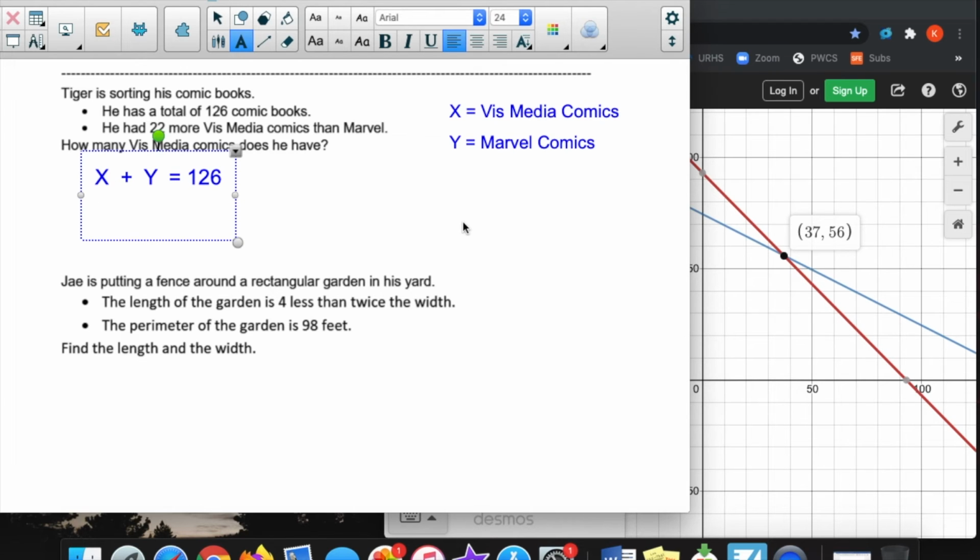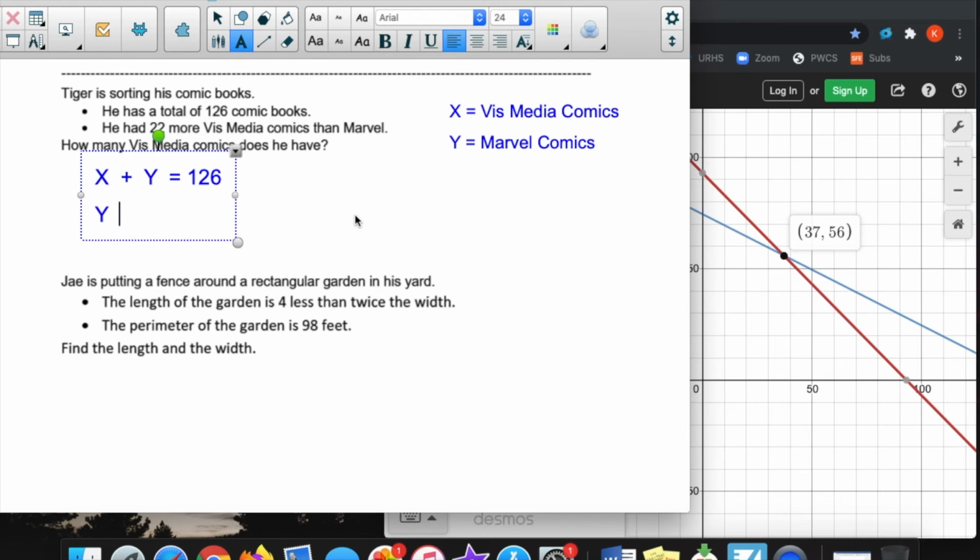And here's the second statement: he had 22 more Viz Media comics than Marvel comics. Now this is a tricky one. Just on that statement, which does he have more of? He has more Viz Media comics than Marvel comics. So here's how I could set this up. The Marvel comics, he has a certain amount of those.